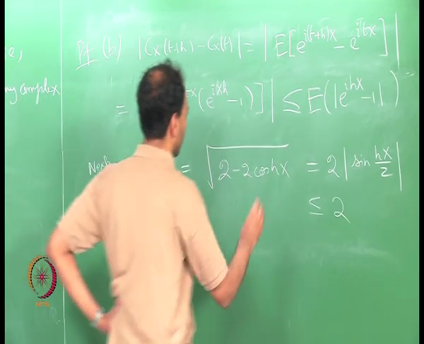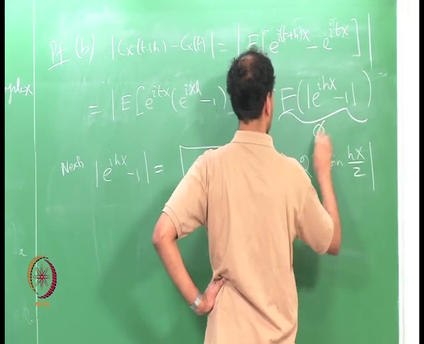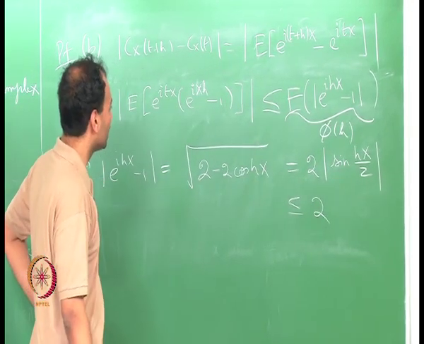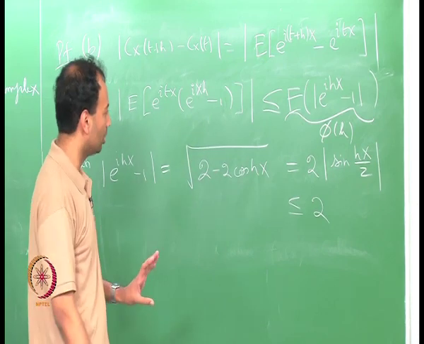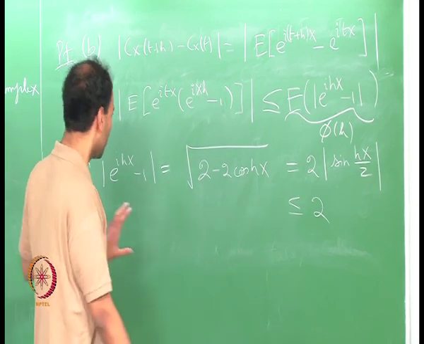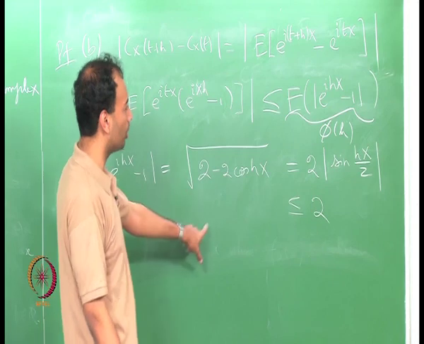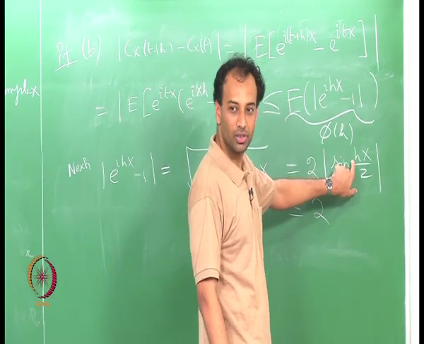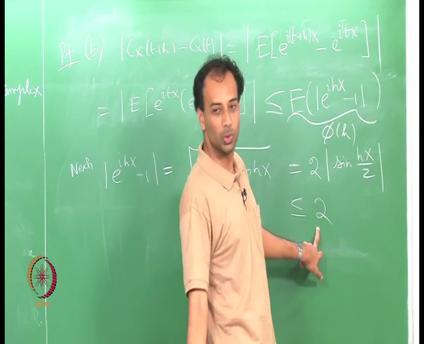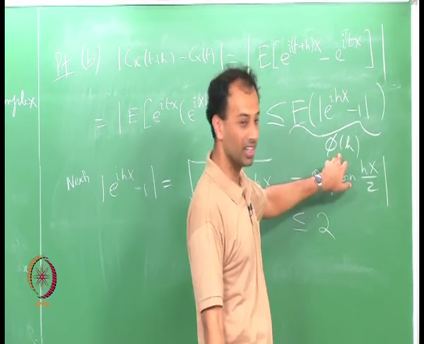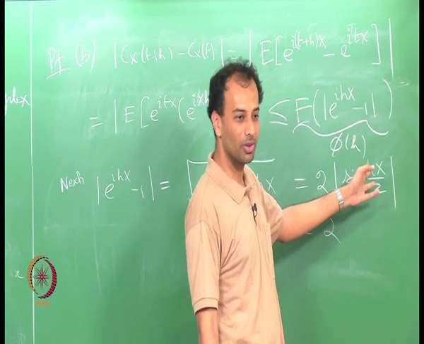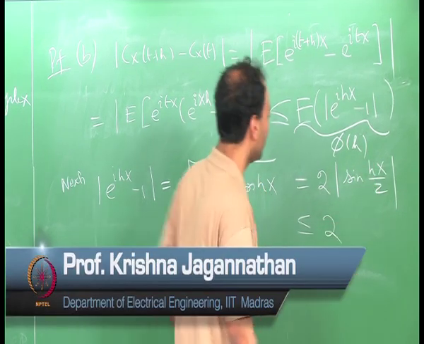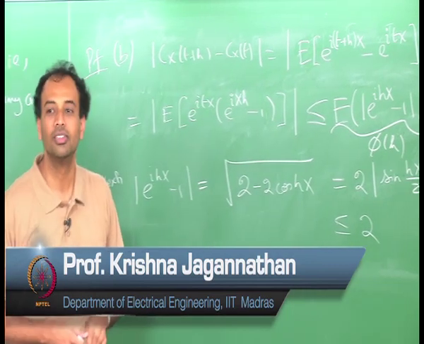So, this is what my phi of h is. I have to prove that phi of h tends to 0 as h tends to 0, so I have to use the dominated convergence theorem now. It is dominated above by 2, so I can take the limit inside, and this obviously goes to 0 as h goes to 0. So, by the dominated convergence theorem we get the result, that is the step I was missing.